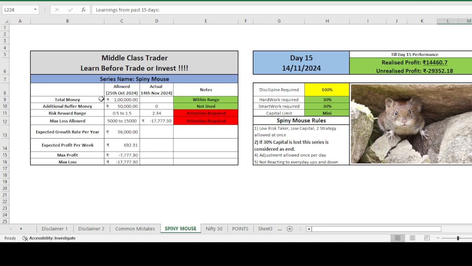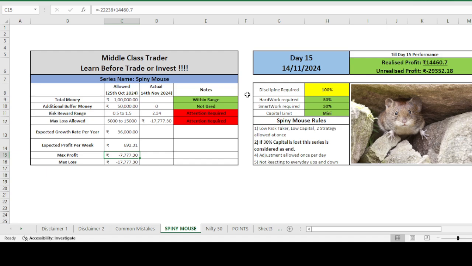This is the initial setup which we created: 1 lakh rupees total capital, and additional capital of 50k if anything goes wrong. The risk reward range will be 0.5 to 1.5, and maximum loss will be 5 to 15k, that is our 15 percentage. It's not in the range as of now, so I am highlighting it as attention required. This is some rough figure I added, and this is the maximum profit and loss as per the current strategy.